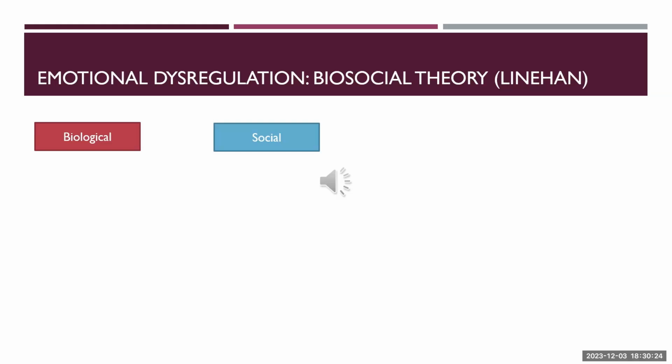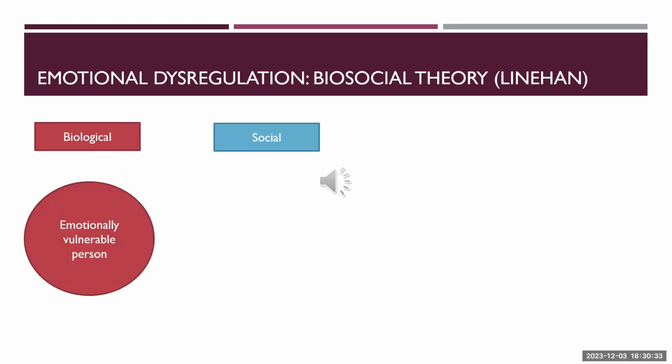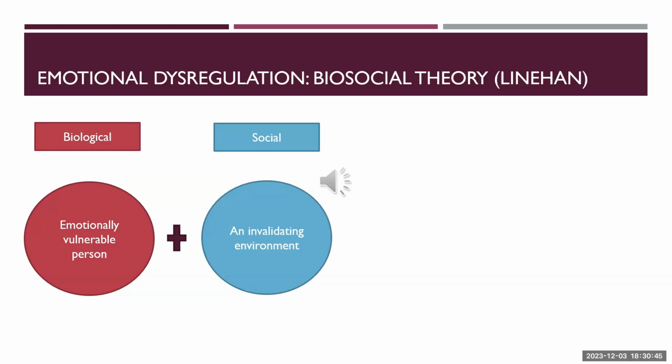So a person can be born with action tendencies that are characterized by emotional vulnerabilities because of these biological factors. When this type of person grows up in a socially invalidating environment where their displays of action tendencies and following emotional reactions are ignored, dismissed, or punished.